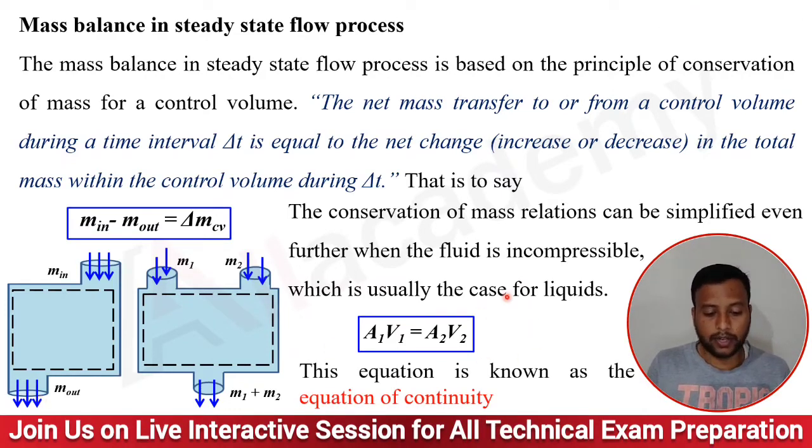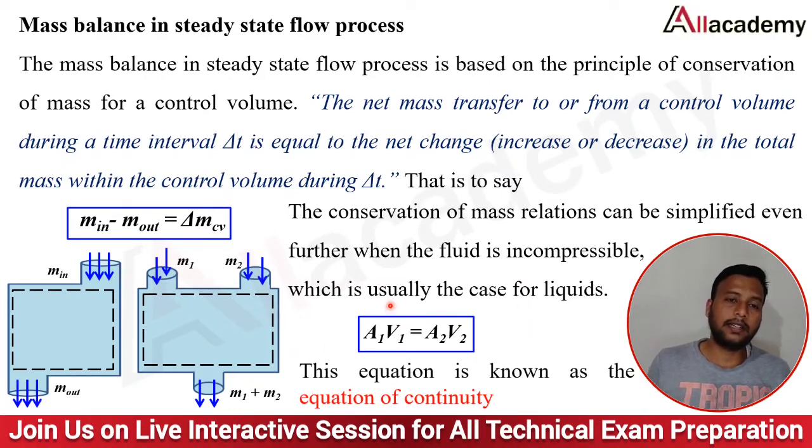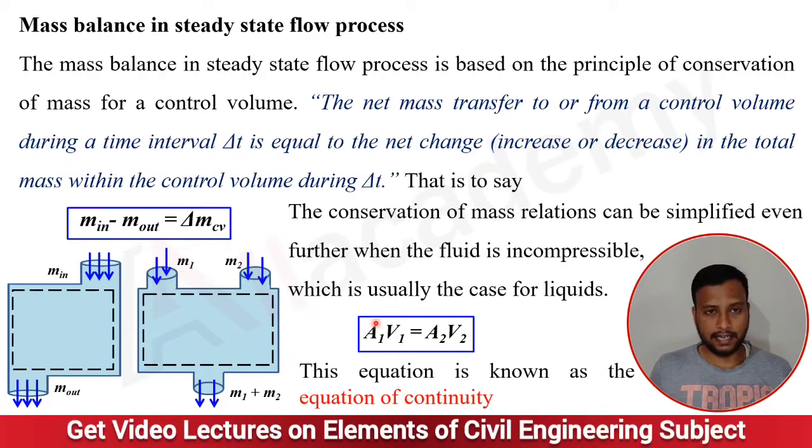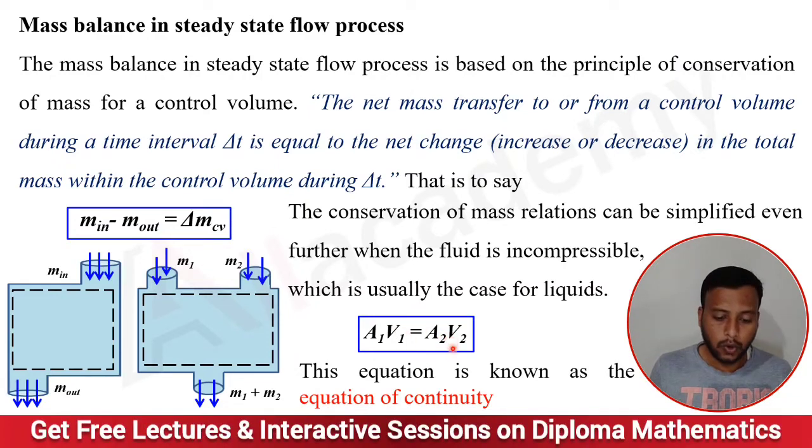Now this equation, I already said, is A1 V1 equals A2 V2. So that is the continuity equation. Now what is this A1? It is the area at inlet, and V is the velocity at inlet. So this is A1 V1 equals A2 V2.